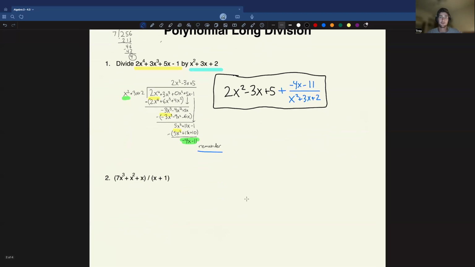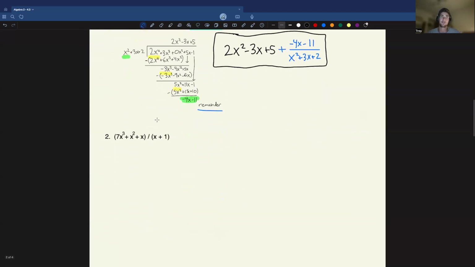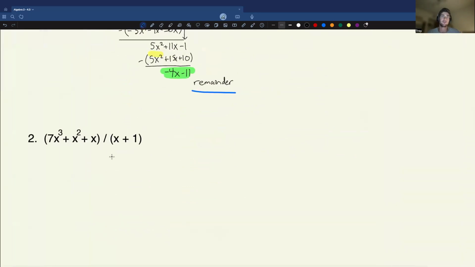Let's move on right now to synthetic division. So here's another polynomial long division one you can use.